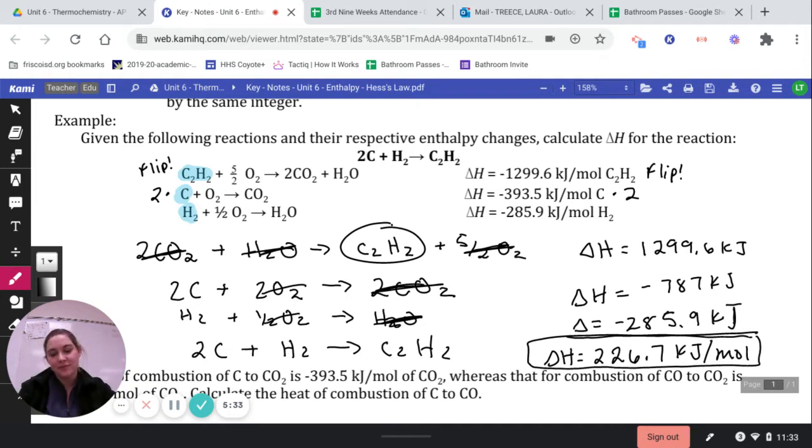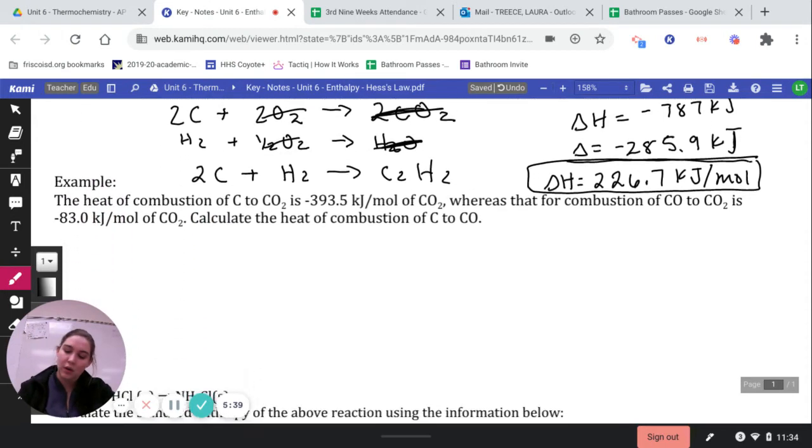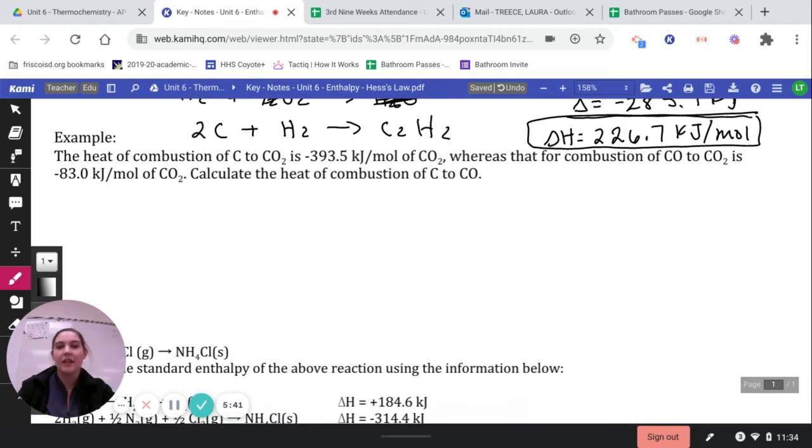There you go. That is how you would do Hess's law. Okay, let's do one more together. And then after we do this one, I'm going to leave one for you guys to do on your own as well.